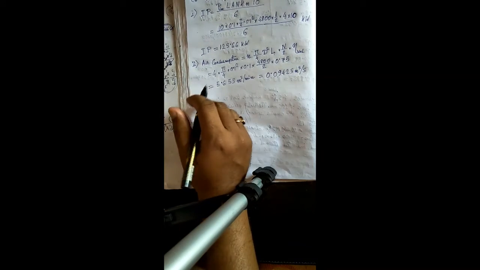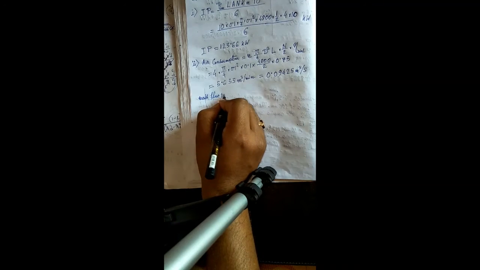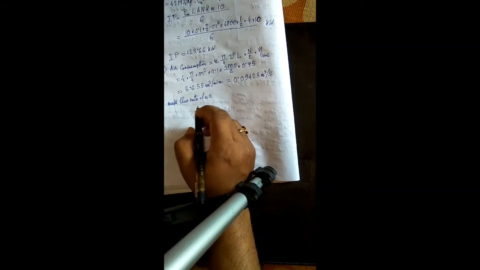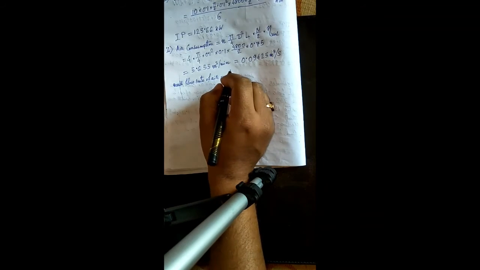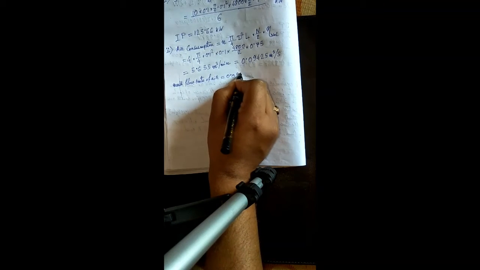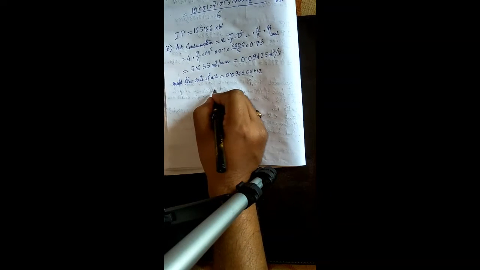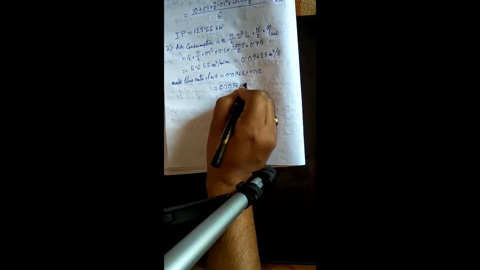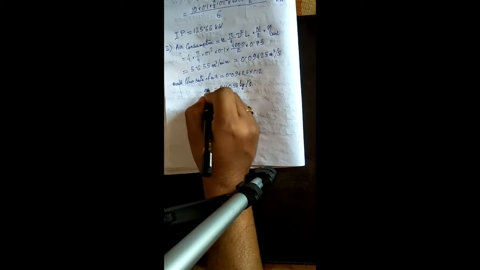Okay, so let's find out the mass flow rate of air. Mass flow rate of air means the air consumption into the density. So that is 0.09425 into the value of density, 1.12. So that gives us 0.1056 kg per second. This is the mass flow rate of air, or simply m dot a.